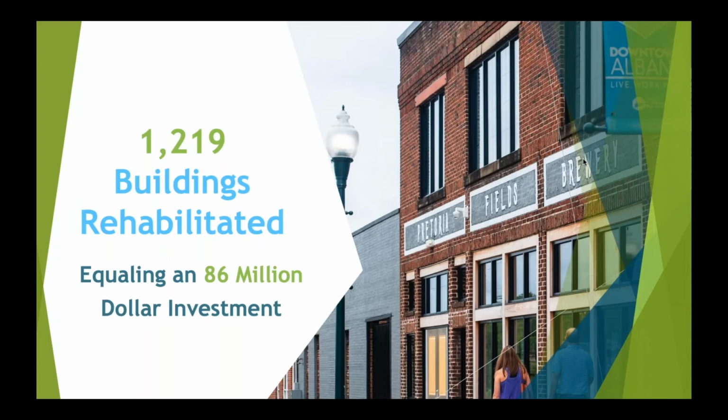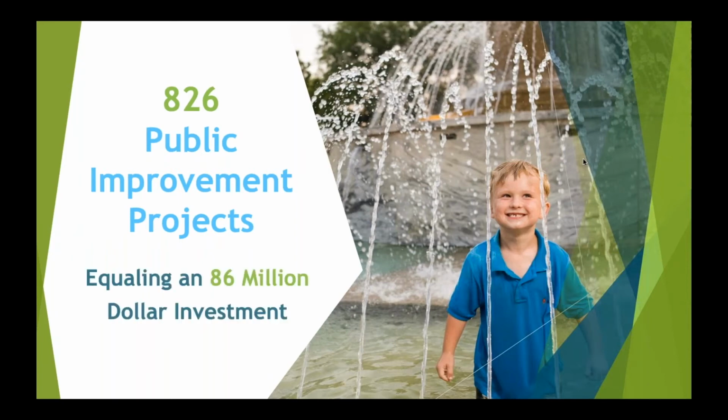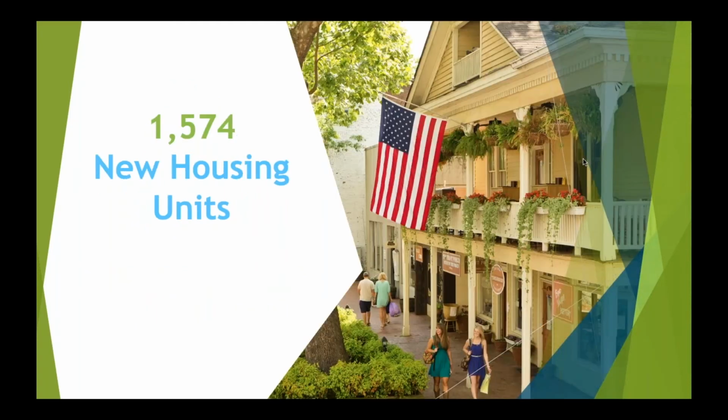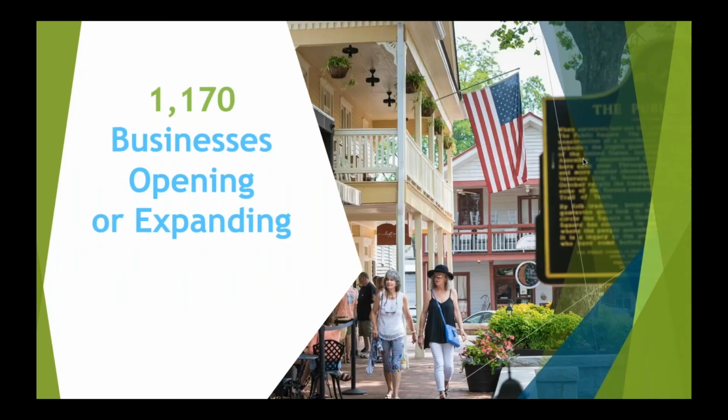That investment compared to last year was pretty flat, almost dollar for dollar. 826 public improvement projects, equaling, again, an $86 million investment. Again, this number was pretty flat from the year before. A few less projects, but the investment was about the same. New housing units, 1,574 new housing units, equaling a $228 million private investment.